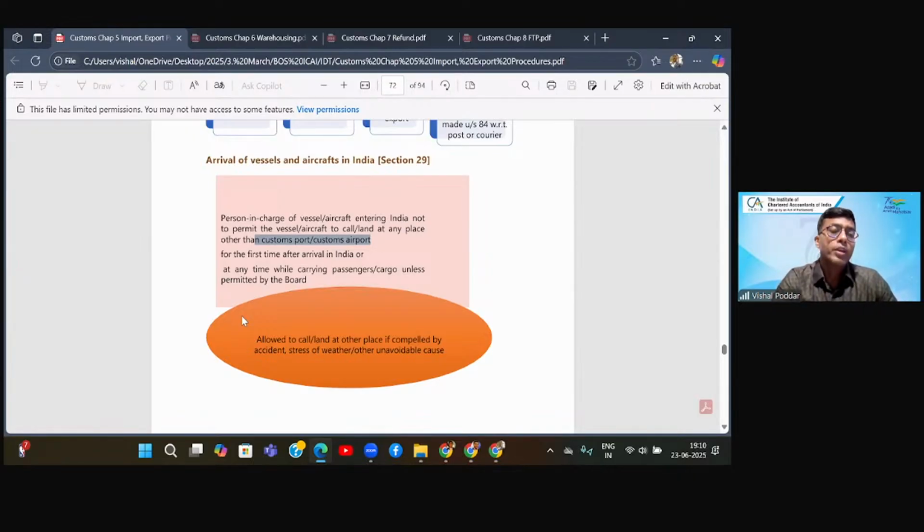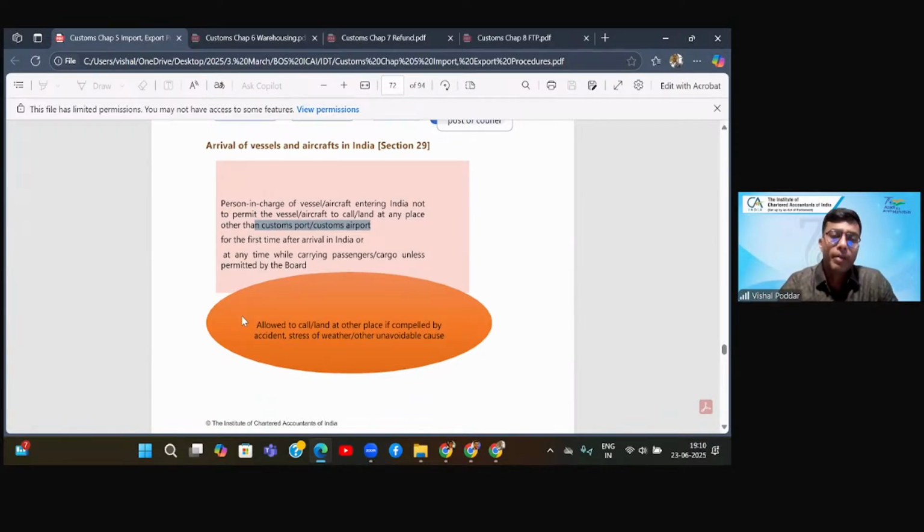If it is going to any other place, it may tantamount to smuggling or an attempt to enter into India through illegal routes. So whenever it is entering into India for the very first time and it is carrying passengers or cargo, it should report, I'll use this word, it should report only at a customs nominated port or airport.